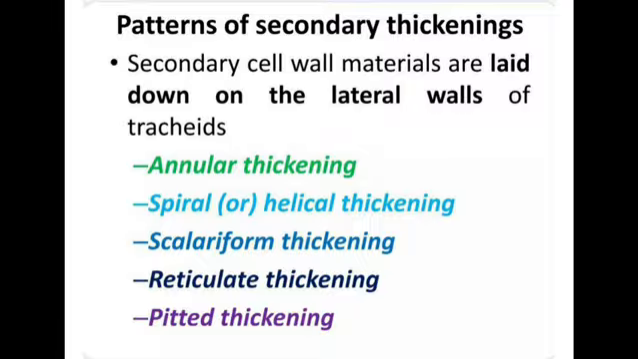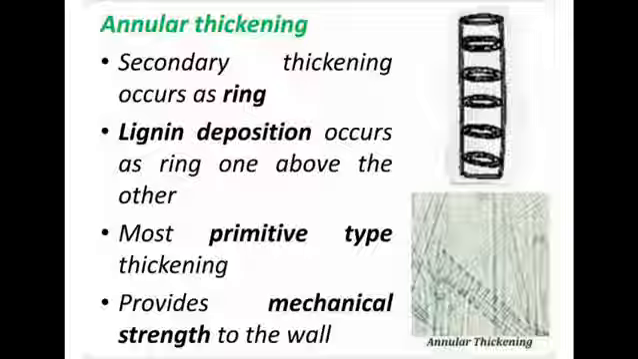Patterns of secondary thickenings. Secondary cell wall materials are laid down on the lateral walls of tracheids. Annular thickening, spiral or helical thickening, scalariform thickening, reticulate thickening, and pitted thickening. Annular thickening: secondary thickening occurs as rings. Lignin deposition occurs as rings, one above the other. Most primitive type of thickening, provides mechanical strength to the wall.